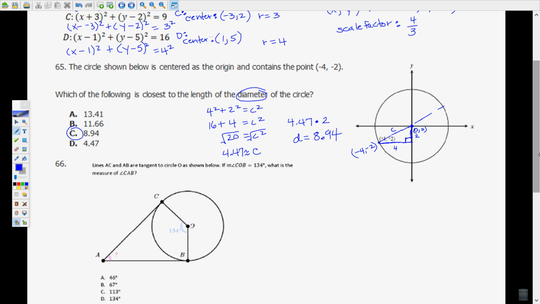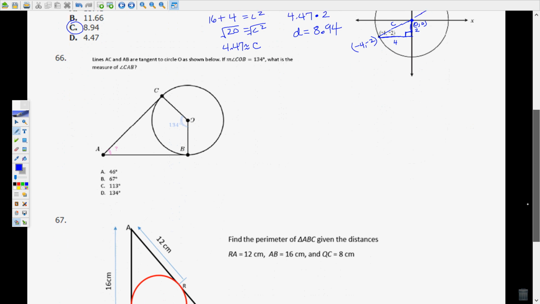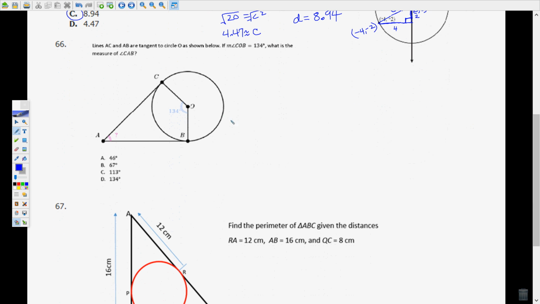C. Again, play that back if you need to see it again. 66, I'm going to do this the most simple way. Lines AC and AB are tangent to circle O.